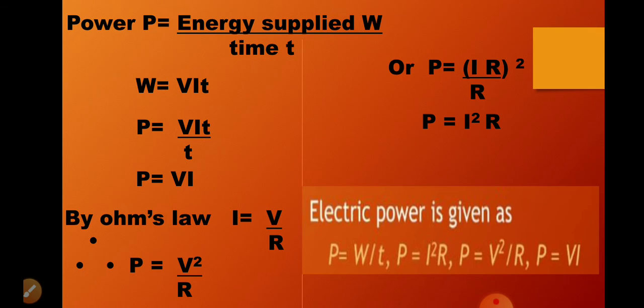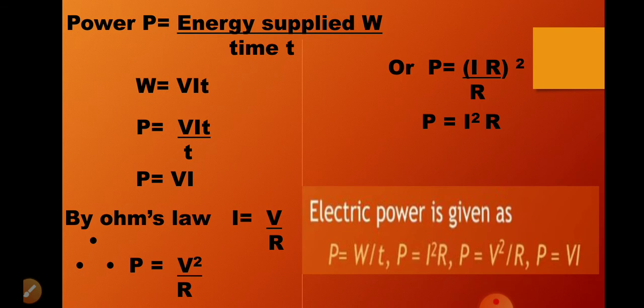These equations of electric power are used in different cases. Where work, energy supplied and time are given, we can find power. When current and resistance are given, we can find power using P is equal to I square R. When potential difference and resistance are given, P equal to V square by R is used. And if current and potential difference are given, we use P is equal to V into I. You have to remember all these expressions of electric power.